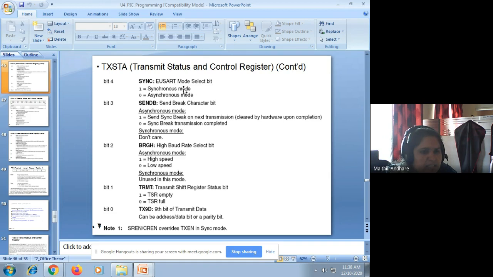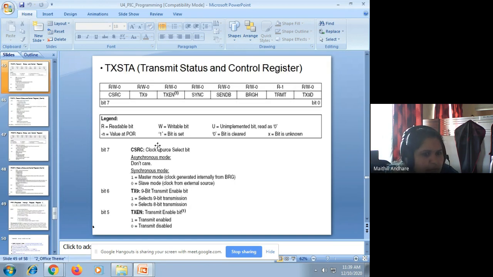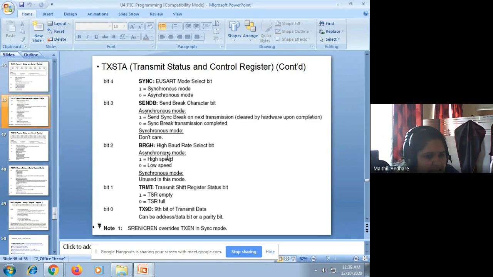Next, this is again for synchronous and asynchronous mode. Then the most important bit is BRGH, that is the high baud rate select bit. We have seen at the time of 8051 also, when you want high speed and low speed, this particular bit will be selected from the TXSTA register. And the TRMT bit is also available, the transmit shift register status bit. This is the same as your TX flag, that is, whether the transmission is completed or not.